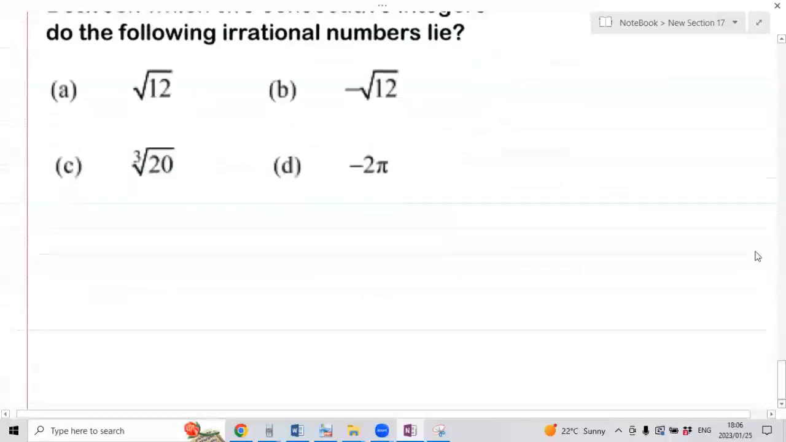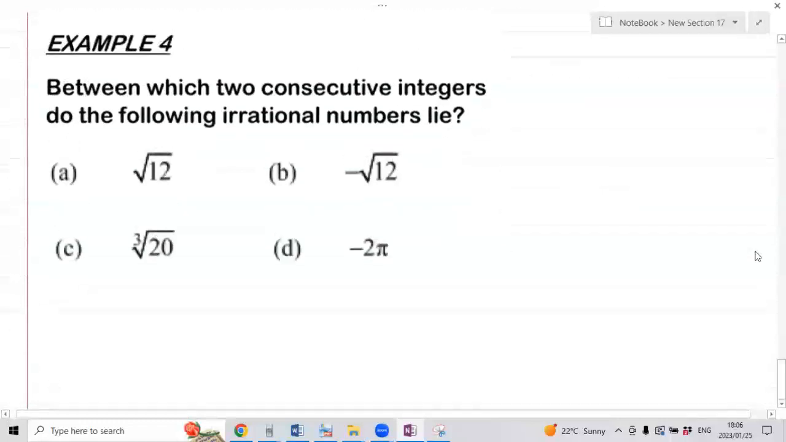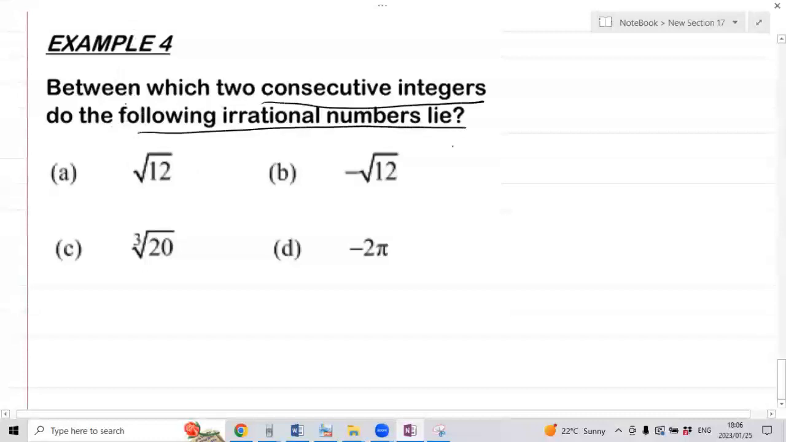Now here, let's see, what do we have? They're telling us: between which two consecutive integers do the following irrational numbers lie? Now, we know that these are all irrational numbers here. They're all non-recurring and non-terminating decimals, okay? So here you have A, the square root of 12.